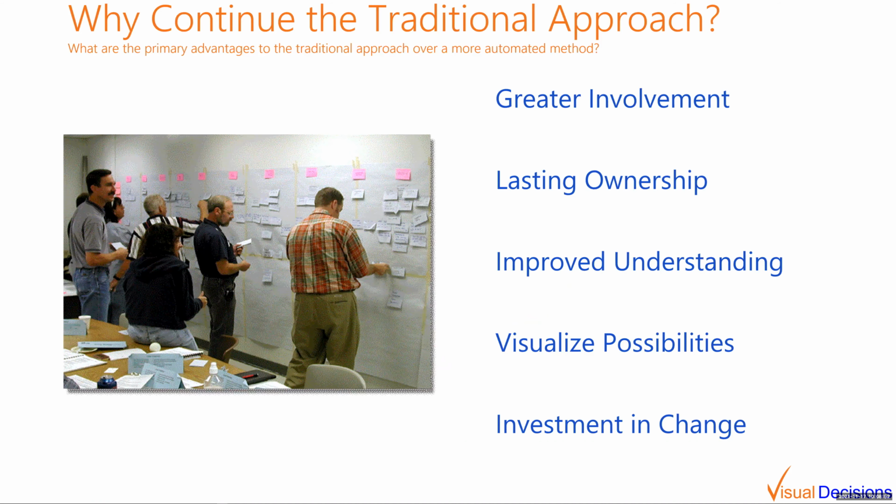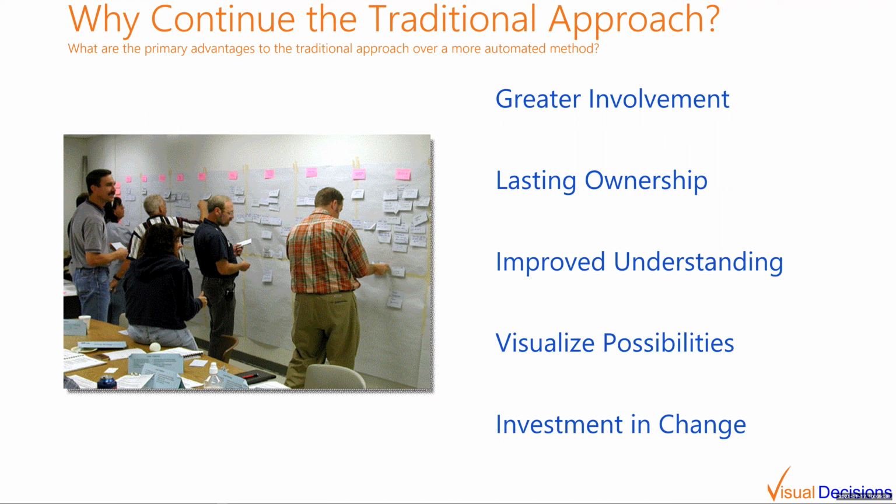So why continue the traditional approach? And what are the primary advantages? And the things that I hear the most when I talk to lean professionals, first of all, is the involvement. And one of the biggest things is just having the people in the process, putting those sticky notes up there and so forth, gets them to participate in that, drives the ownership, drives the understanding of the entire process and so forth, and also just gets them invested in the change that you're going to be trying to make later on.